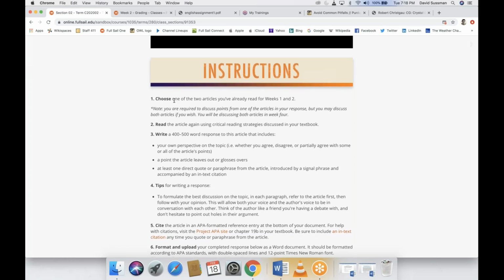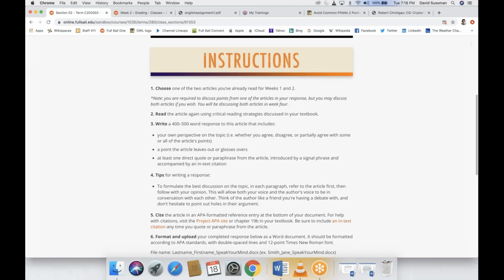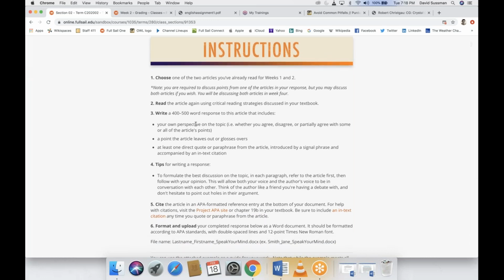Okay, it's in week 4 that you'll fold in both articles. But for this one, you're just going to choose one of those 2 articles, and read the article again. I highly encourage that, and write a 400 to 500 word essay that includes the following: your own take on the topic. Okay, whether you agree, disagree, or you're somewhere in the middle.